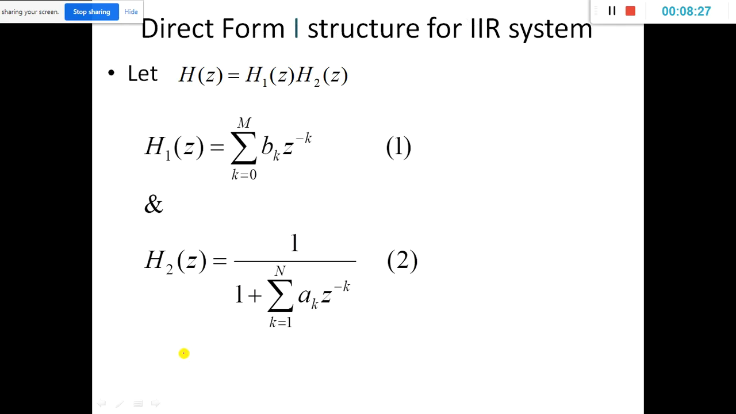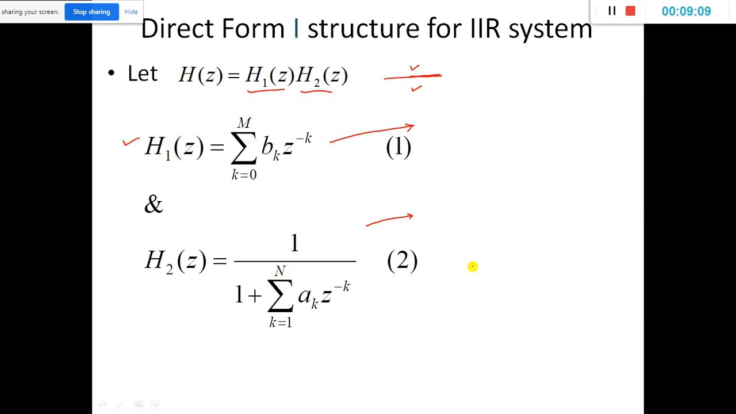Now we'll go directly to the direct form 1 structure for the IIR filter. Consider this H of z, which will be in terms of a numerator and a denominator. What we do is we split it into two transfer functions, one considered as H1 of z and the other H2 of z. So this is probably the numerator. I try to realize this separately and I try to realize that separately. This is how we realize the equations.